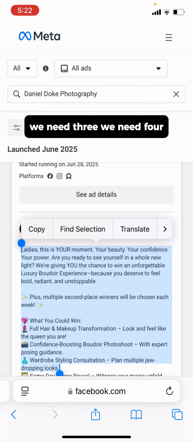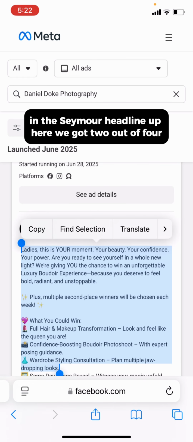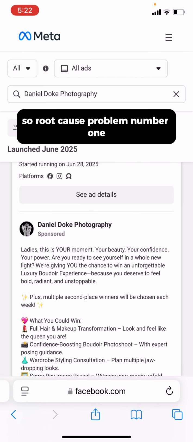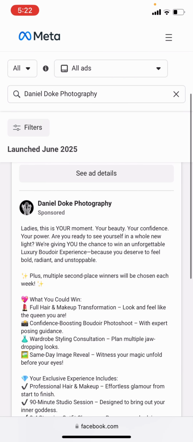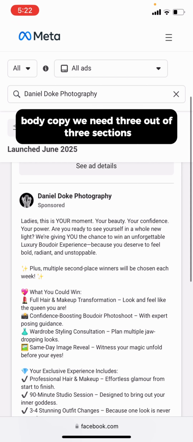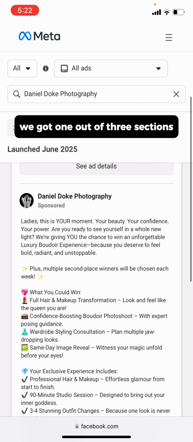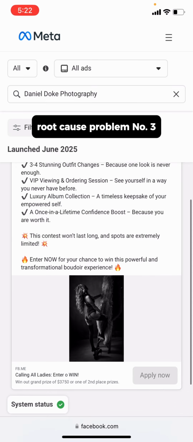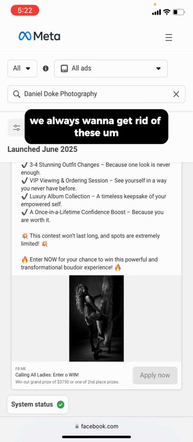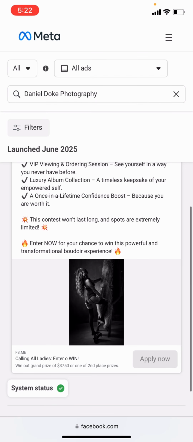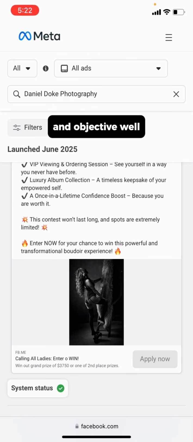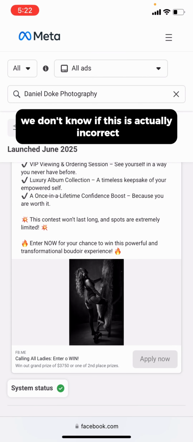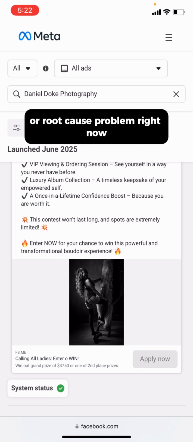See more headline, we need 4 out of 4 specific attributes in the see more headline up here. We got 2 out of 4, so root cause problem number 1. Body copy, we need 3 out of 3 sections. We got 1 out of 3 sections. Root cause problem number 2. Below creative headline and button, root cause problem number 3. We always want to get rid of these. And objective, well, we don't know if this is actually incorrect or a root cause problem right now. So we'll get half a root cause problem.